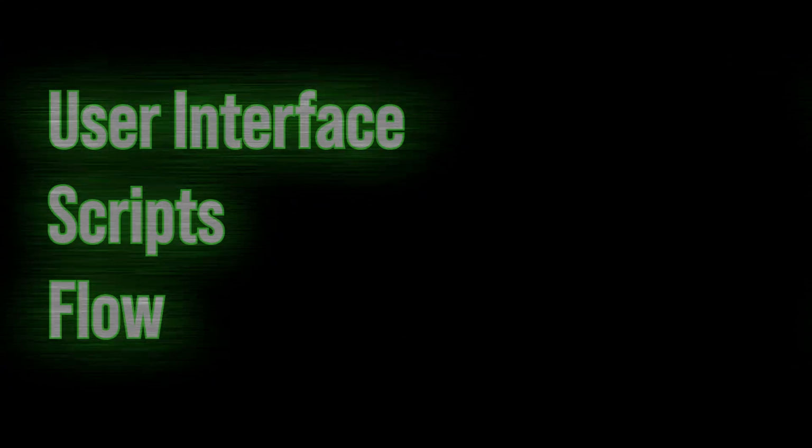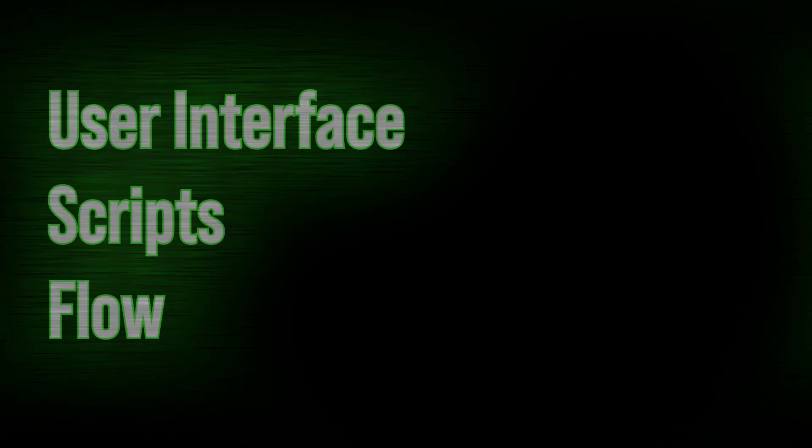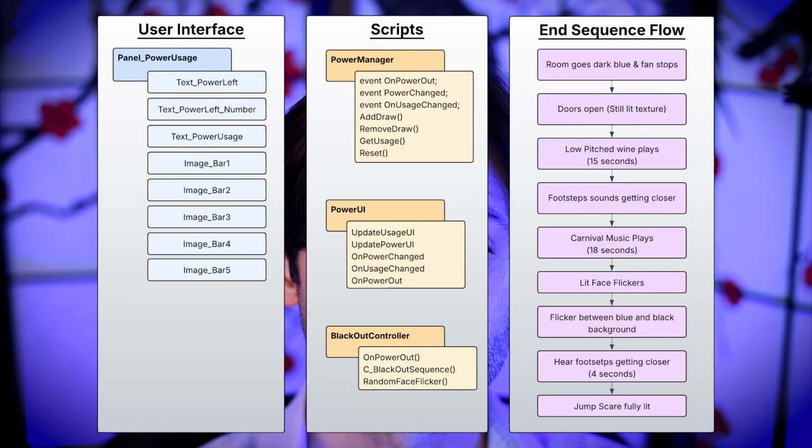Section 1, User Interface, Scripts, and Flow. Let's take a moment and map out the different elements we're going to need to create to have a power system inside of our version of Five Nights at Freddy's. The first section we're going to cover are the user interface elements. Here's a quick diagram showing the different parts.